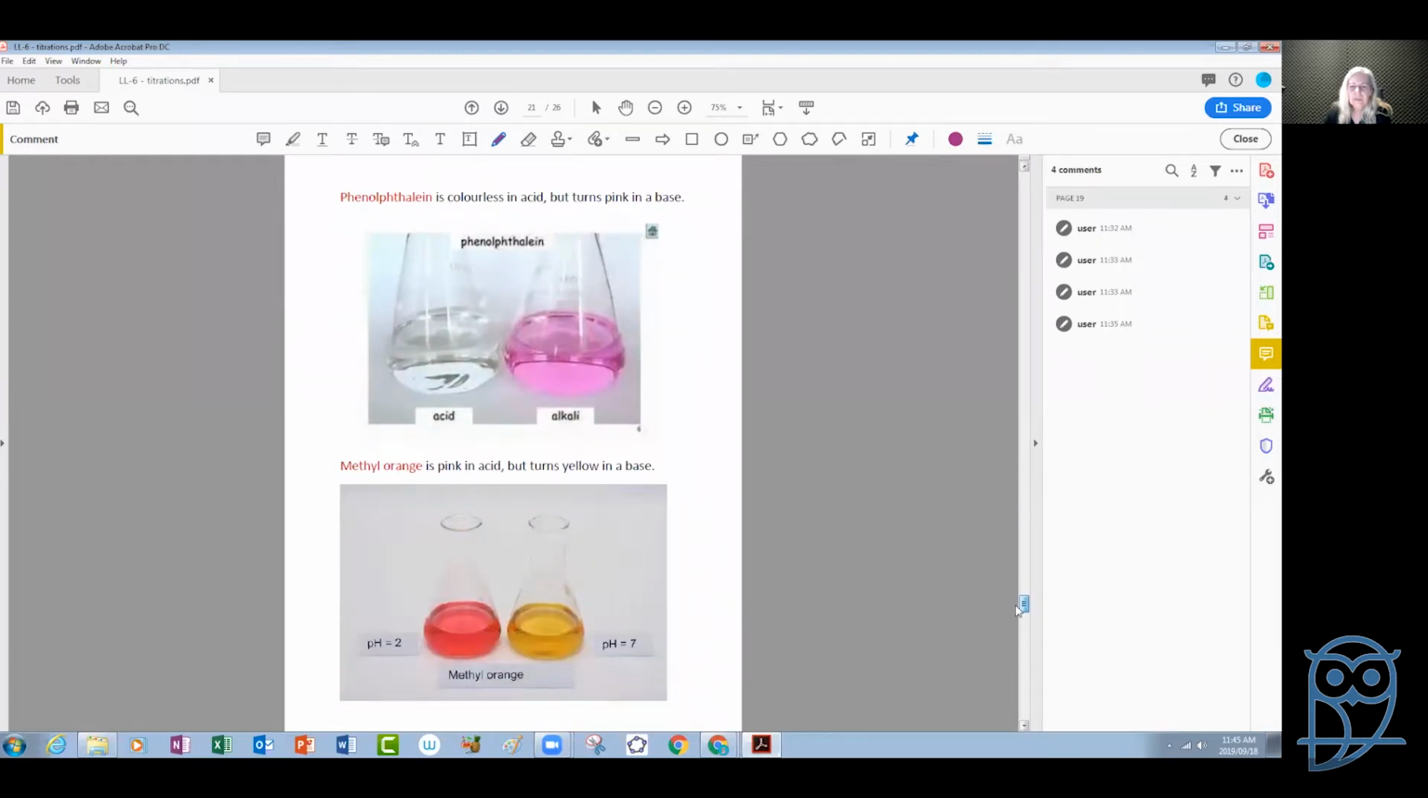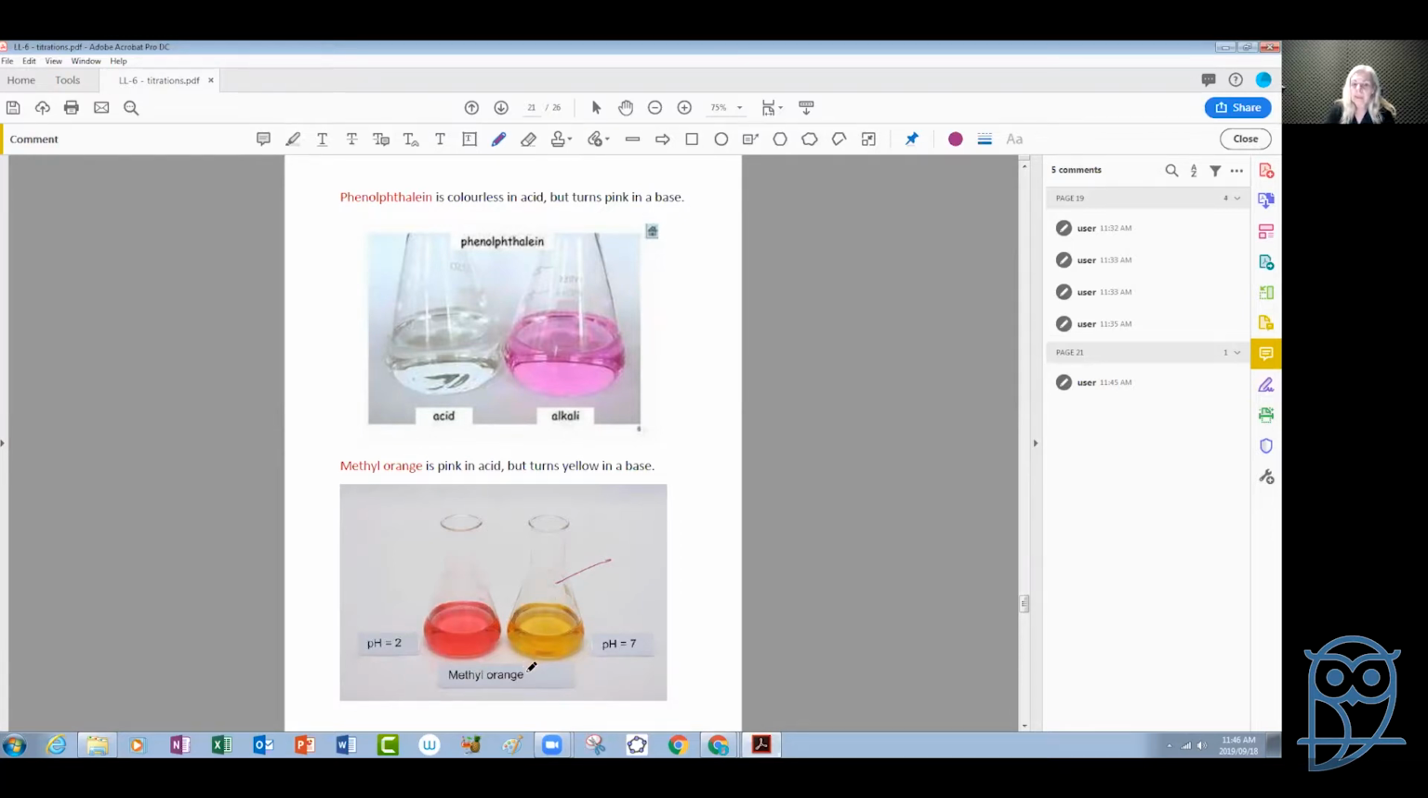And here I just have the two types of indicators that most likely we're going to meet in the titrations. Here, the bottom picture shows the methyl orange. When it is in a basic solution, in an alkaline solution, it's yellow, and once it becomes neutral, it changes into this reddish pinkish color here.